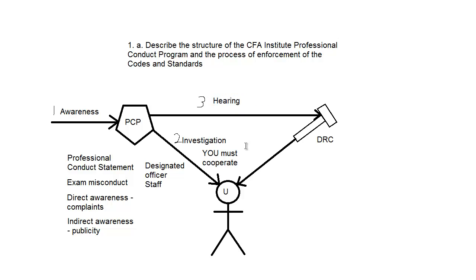Now, the hearing panel then reviews all the evidence and all the arguments made by both you and the designated officer, or the PCP. In this particular situation, I strongly recommend that you get a great lawyer. Otherwise, you're going to be at a real disadvantage. When that's done, the DRC, or the hearing panel, will determine whether an ethical breach has occurred. If so, they will then determine what sanction will be imposed upon you. So let me just write this down. Sanctions.